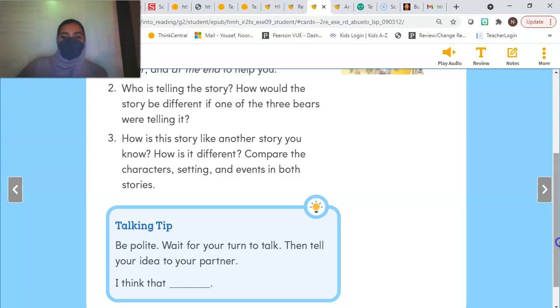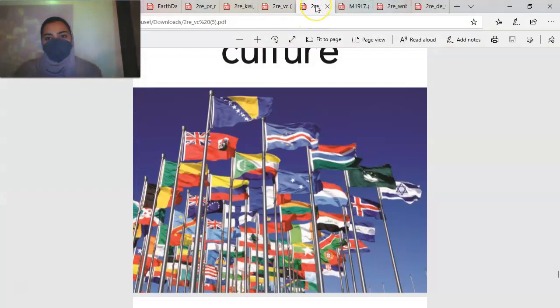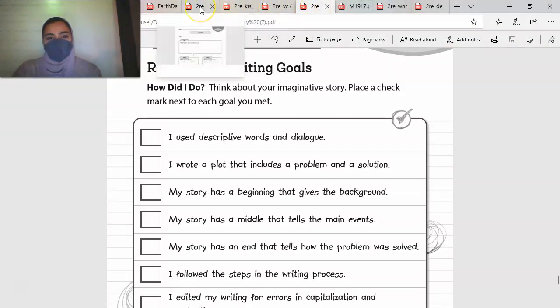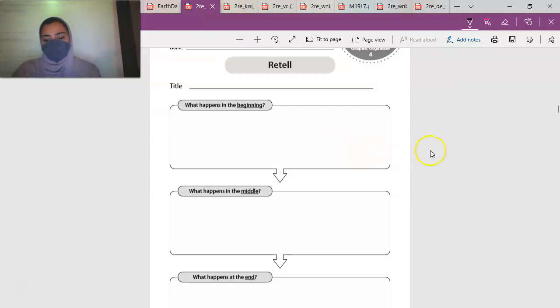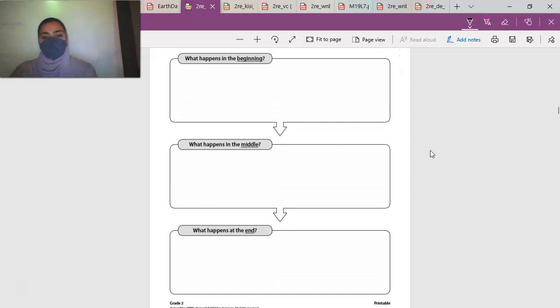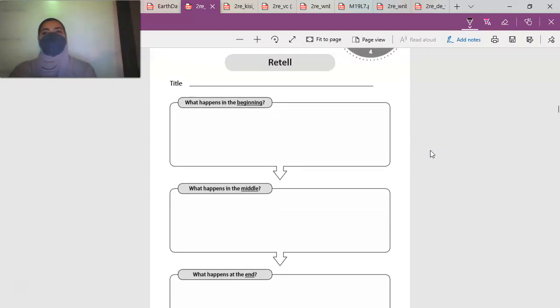All right, so now is the last part. You're going to go ahead and take out your reading graphic organizer. It looks like this. It says retell. You're going to tell me what happened in the beginning, middle, and end. Don't just tell me what happened at the beginning of Abuelo and the three bears, grandfather story. Tell me what happened at the beginning of this story.